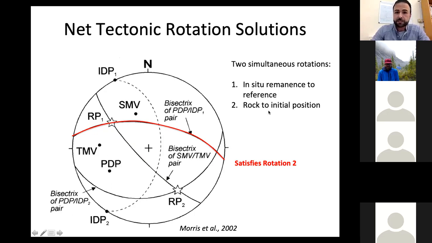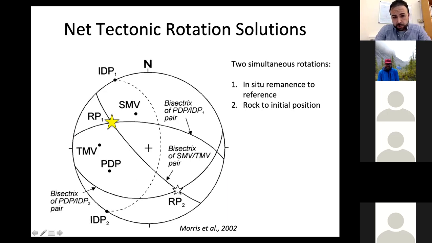But because we need for the net tectonic rotation analysis that these two rotations are simultaneous, there is only one solution that satisfies both conditions, which is given by the intersection between these two great circles, the red and the yellow star here. Okay, so that would be the rotation axis that can perform this correction. So bring back the in situ remanence to the reference, but also the structure back to initial position.